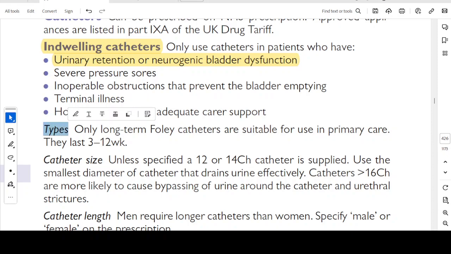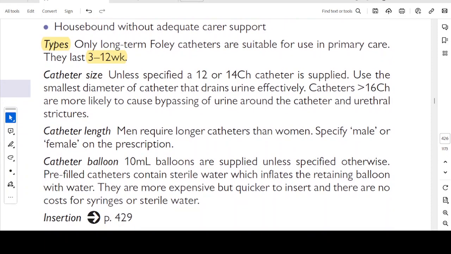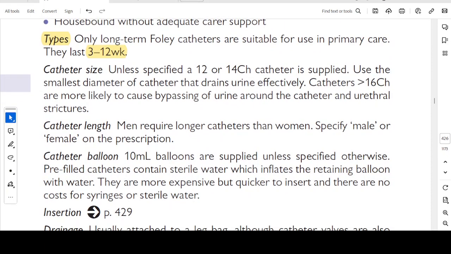Types. Only long-term Foley catheters are suitable for use in primary care. They last at least 3 to 12 weeks. Catheter size: unless specified, a 12 or 14 Ch catheter is supplied. Use the smallest diameter of catheter that drains the urine effectively. Catheters more than 16 Ch are more likely to cause bypassing of urine around the catheter and urethral strictures.